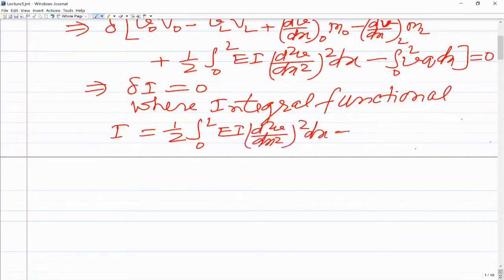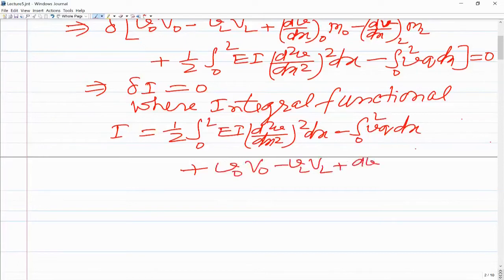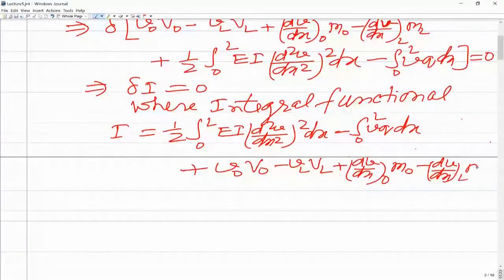Then let me write the potential of the transversely distributed load dx, and then of course the potential of the other terms: v naught into V naught minus vL into VL, plus dv by dx at 0 into M naught minus dv by dx at L into ML. So this is the integral functional.